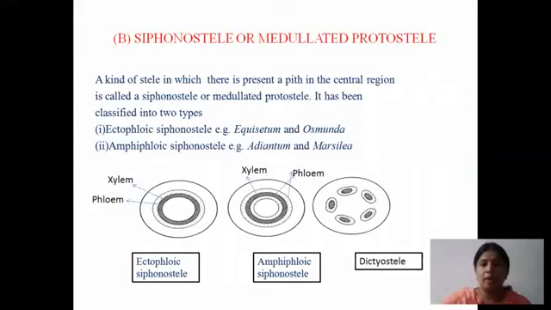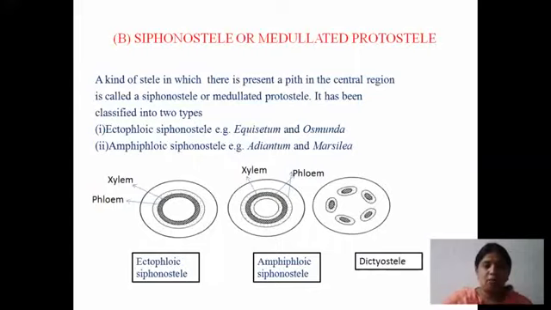Siphonostele or medullated protostele, a kind of stele. It is a kind of stele in which there is a pith in the central region. This type of stele in which pith is present. Here you see pith is present in the middle of this xylem and phloem ring. So this type of stele is known as siphonostele.